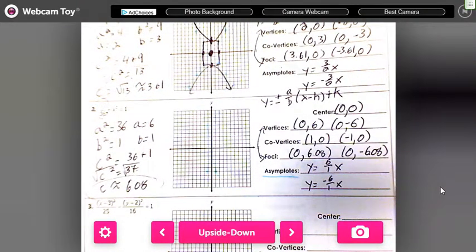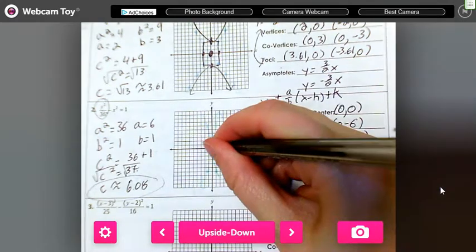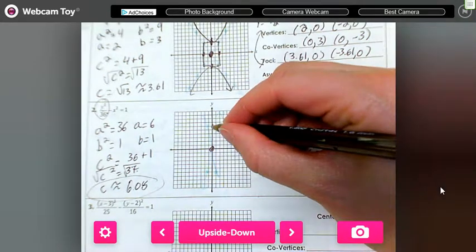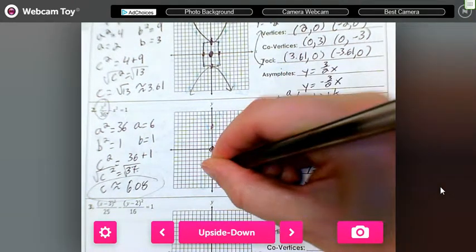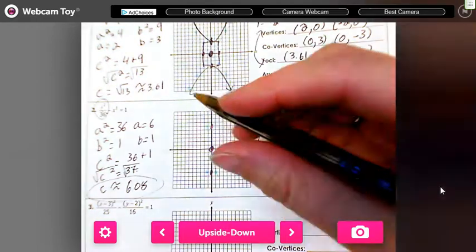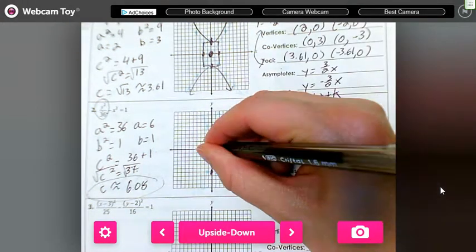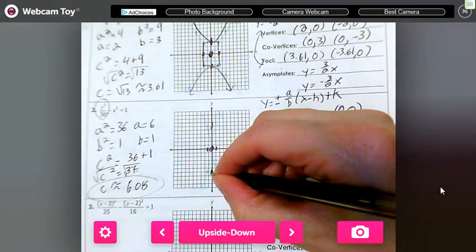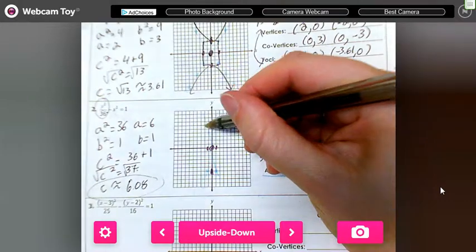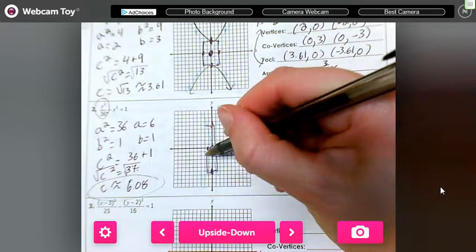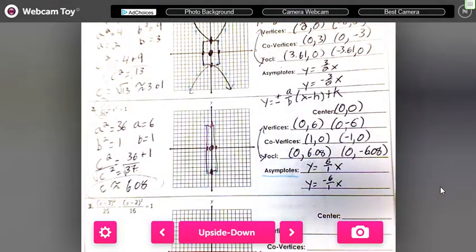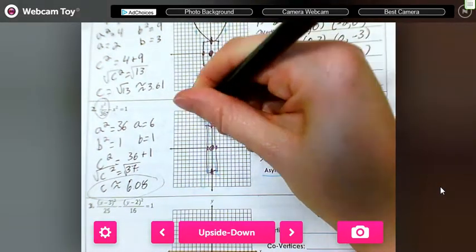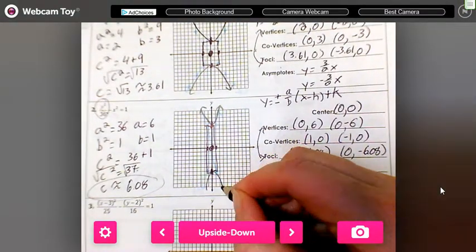Now, I'm going to graph my center as 0, 0. My vertices are going to be 6, 0 and negative 6, 0. My co-vertices are going to be 1, 0 and negative 1, 0. And then you can barely see my focus points here. They're just past these. Okay? This makes a nice little square right here, or rectangle, which helps us figure out where to put our stuff. Hyperbola goes like this and like this.